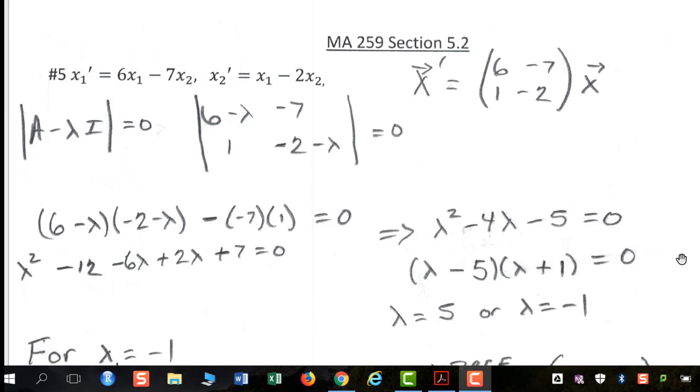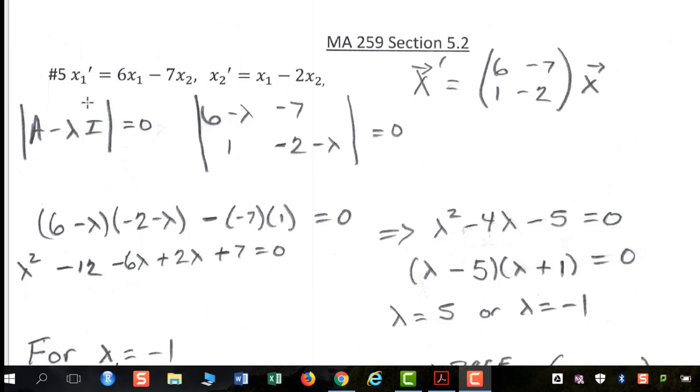Okay, this is MA 259, section 5.2, number 5. Once again, my plan here is to actually work out the problem. I will ask you to do a similar problem, scan it, or take a picture with your cell phone and turn it in via Blackboard.